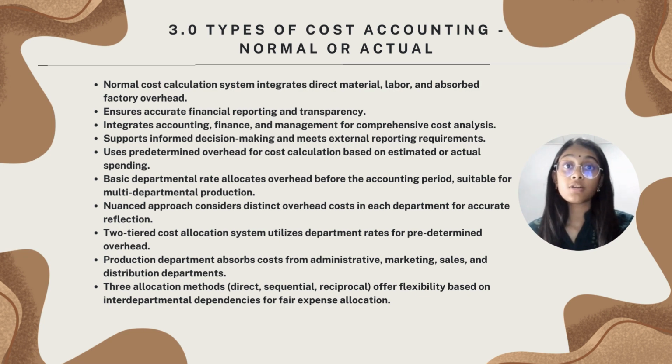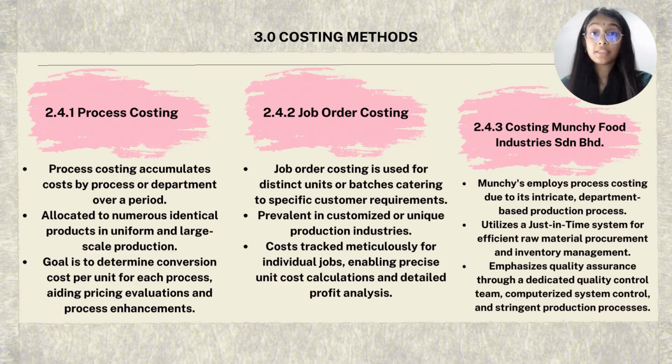The two-tiered cost allocation system considers direct and indirect expenses for detailed breakdowns of cost. Munchy's Food Industry Syllabus employs three methods, which are direct, sequential, and reciprocal, for expense allocation among different departments. The methods are process costing and job order costing.